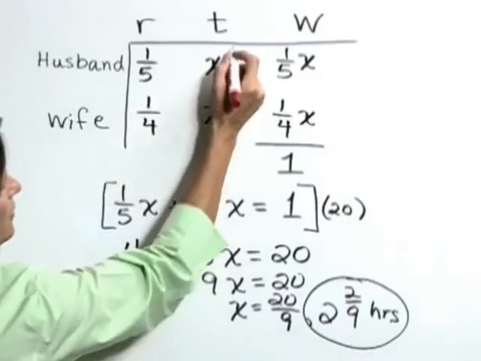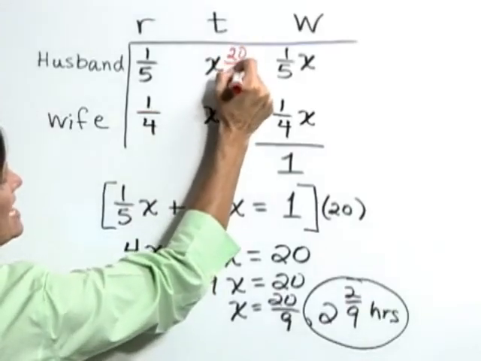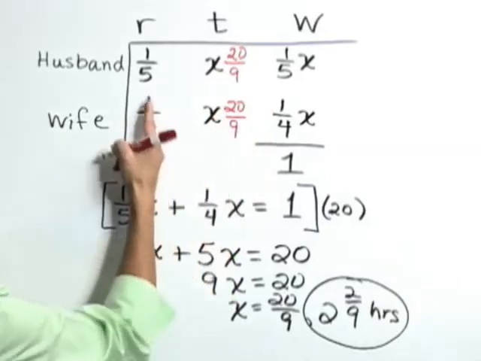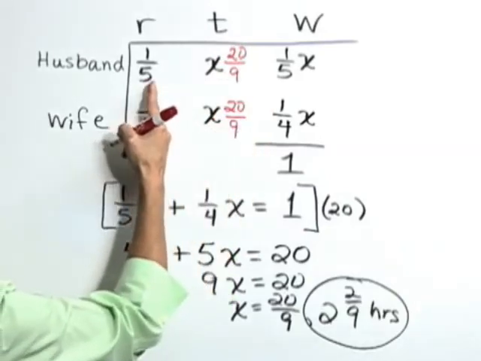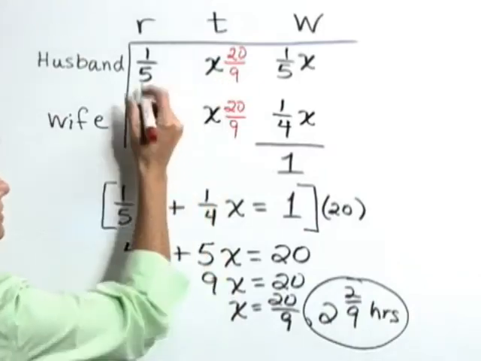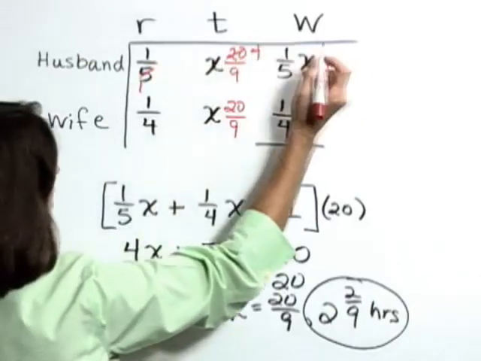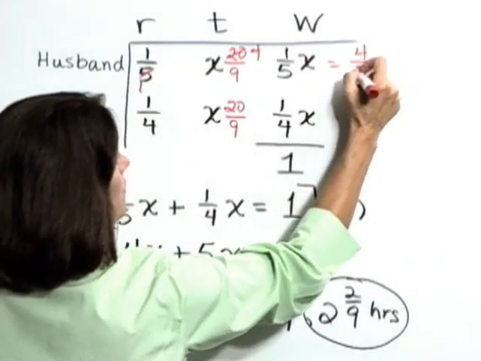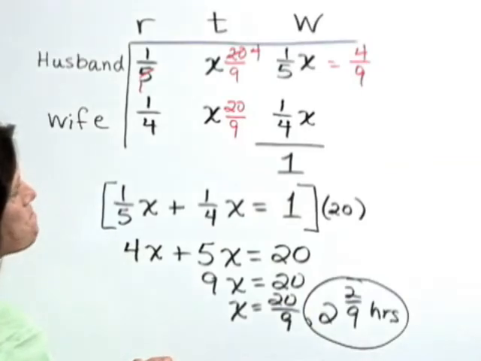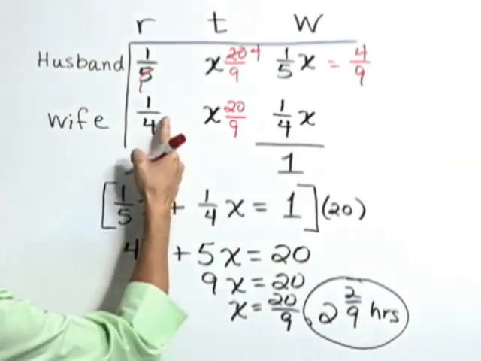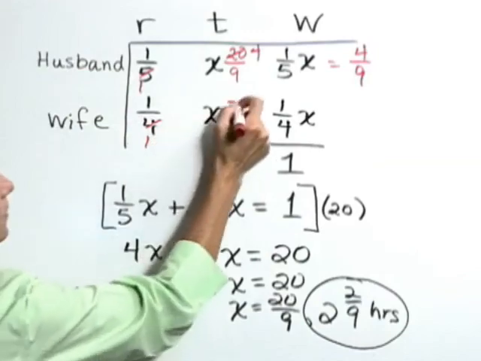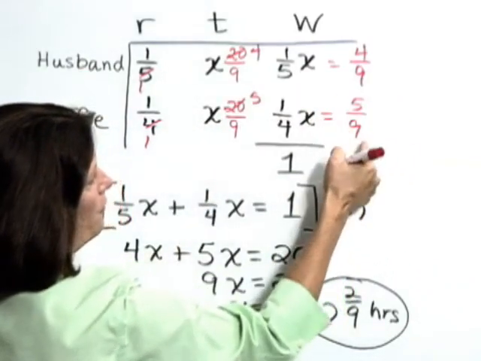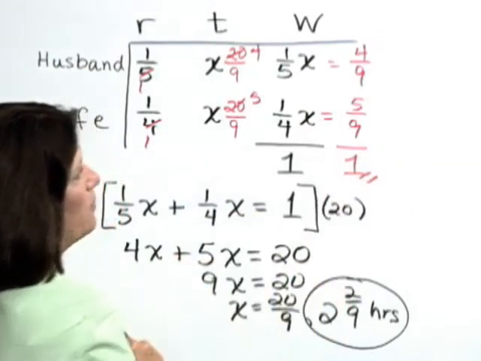If the amount of time is indeed 20/9 hours for both, then the amount of work done by the husband is 1/5 times 20/9. That's 4/9. He's done 4/9 of the job. The amount of work done by the wife is 1/4 times 20/9. And that's 5/9 of the job. She's done a little bit more. She's a little faster. Together, that gives one complete job.